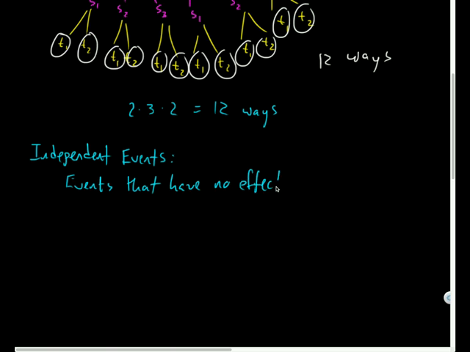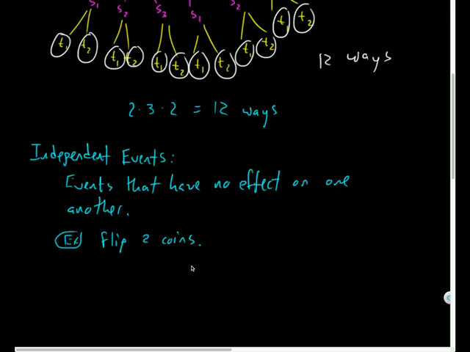So examples of independent events would be like flipping two coins, right? Flipping two coins, where getting a heads on the first coin would not change the outcome on the second coin. Or drawing a card from a deck, putting the card back, reshuffling, and drawing another card.